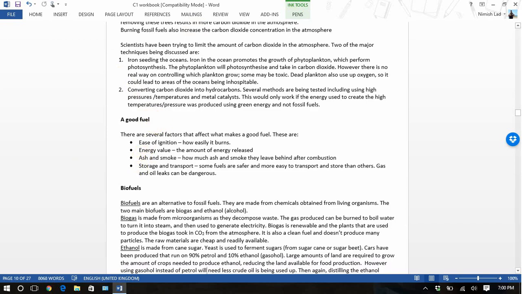So gas and oil leaks can be dangerous. Coal is therefore really easy to transport, because if you drop a lump of coal, it's just going to be a lump of coal. It's not going to leak out in such a way, such as gas, which is flammable, or oil, which could cause spills.